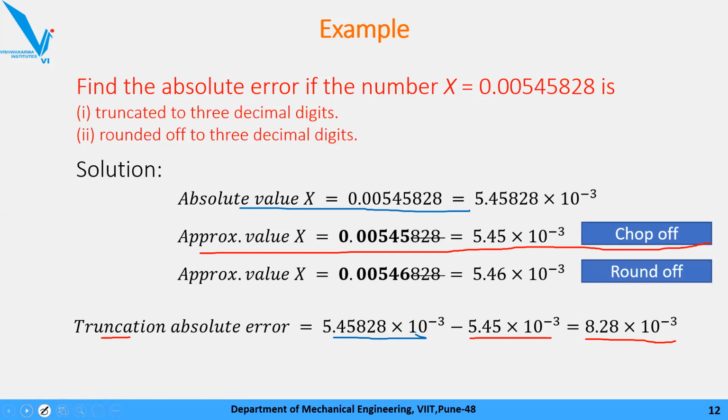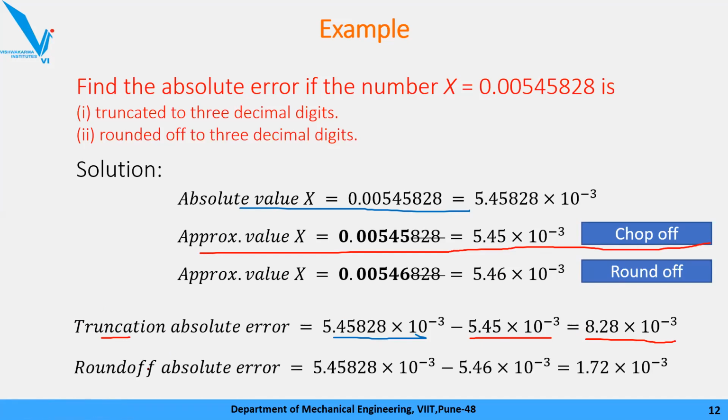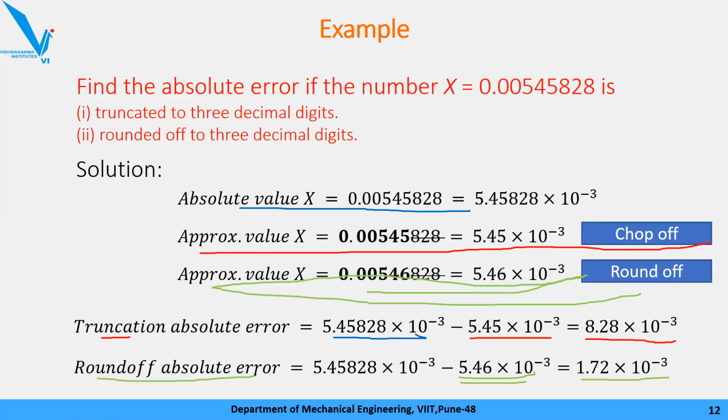ठीक है, same round off absolute error, same value, absolute is same, approximate value we have this one here. So subtract this, we got 1.72 into 10 to the power minus 3 as a round off absolute error. Round off absolute error. I hope you guys understood this.